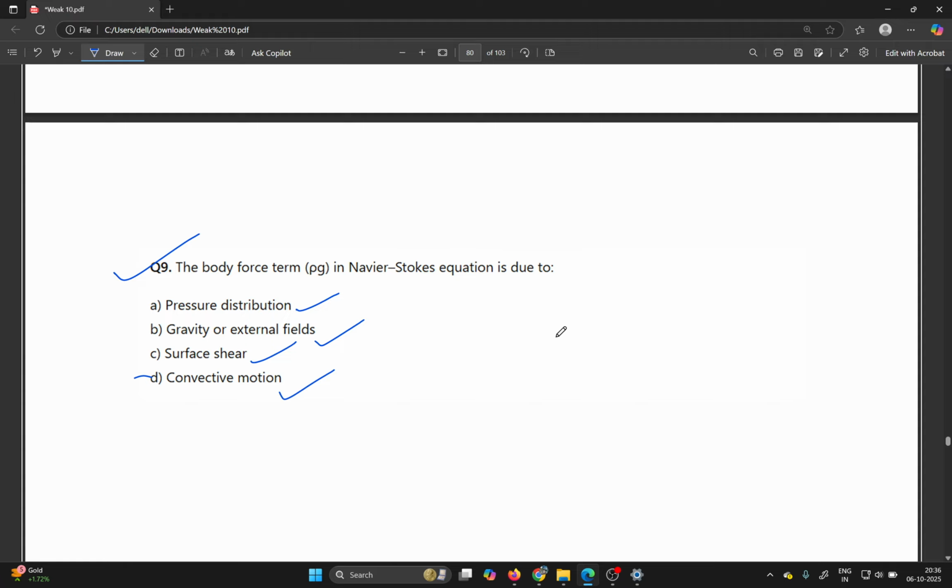Body force term rho g. Yes, this is due to gravity and external fields, remember. Option B will be correct here.